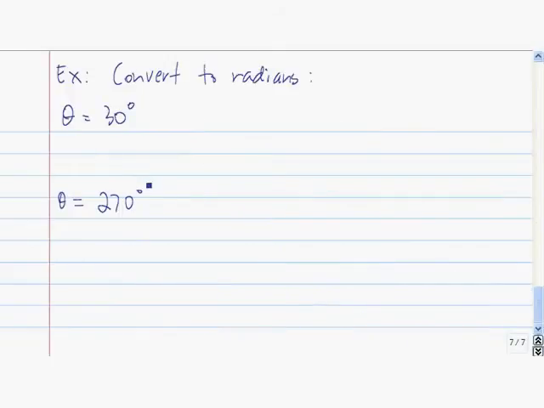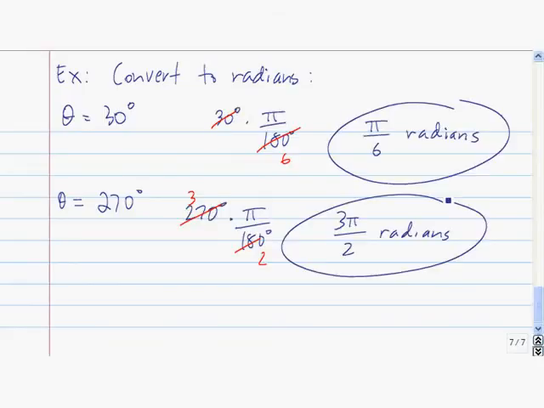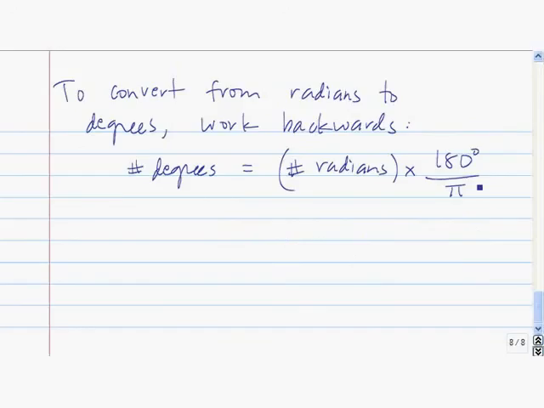Let me give you a couple to try. Press pause while you convert these two to radians. For the first one you should have gotten pi over 6 radians. So 30 degrees times pi over 180. 30 goes into 180 6 times, so we get pi divided by 6. In this case, 90 goes into 270 3 times, and it goes into 180 2 times. So we get 3 times pi divided by 2. So 270 degrees is equivalent to 3 pi over 2 radians.